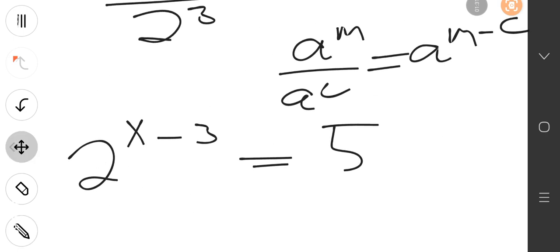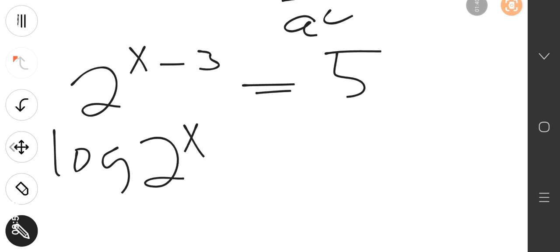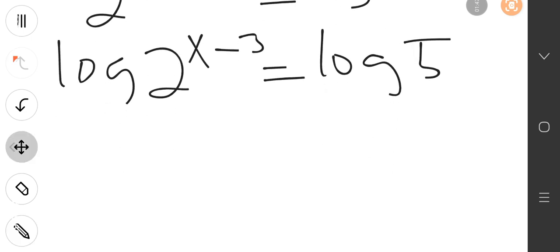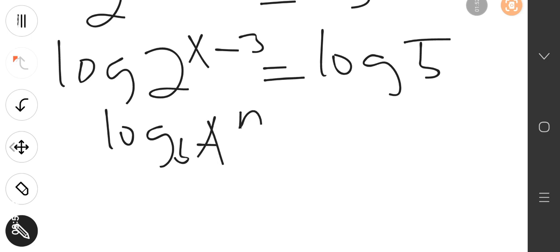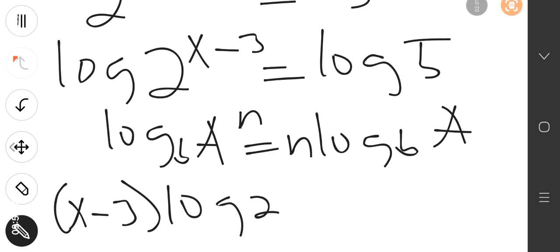All right, now let's apply logarithms since the bases are not the same. All right, so we are going to say log 2^(x-3) equals log 5. All right, now let's apply the logarithm definition. So you say log a^n base b should give us n log a base b. So this will give us (x-3) times log 2 equals log 5.